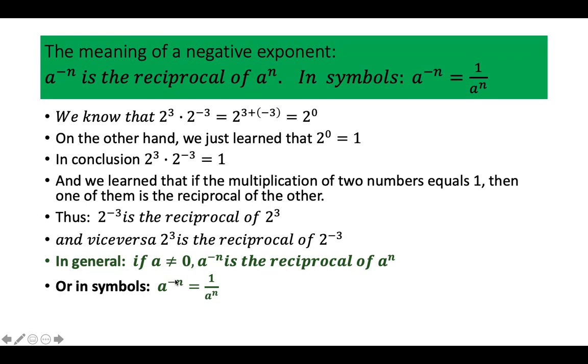So when you see a negative exponent, you can always change it into a fraction. Then the numerator will be 1 always. The denominator will be the same power, now with the exponent, with the sign of the exponent changed.